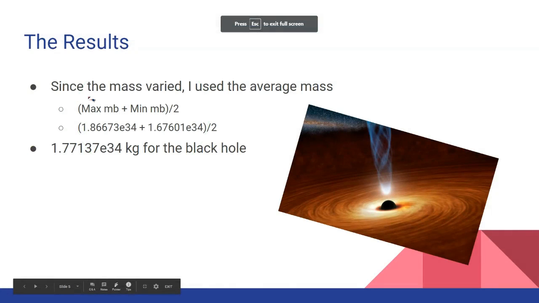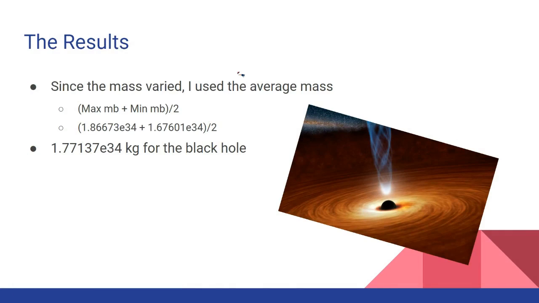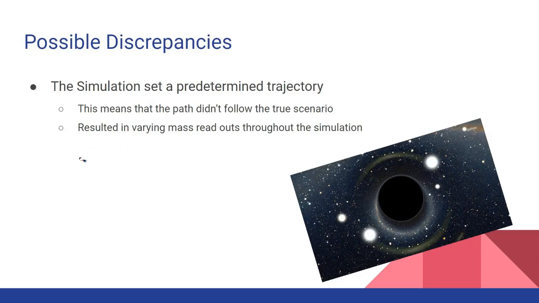All right, here are my results for the simulation. As you just saw, since the mass varied during the whole simulation, as you saw it running underneath, I just happened to use the average mass, which is the max mass plus the minimum mass divided by 2. These are the numbers, so I got about 1.77 e to the 34th kilograms for the black hole's mass. As I just said, the mass was varying throughout the whole simulation, which led to a possible discrepancy that I could find.